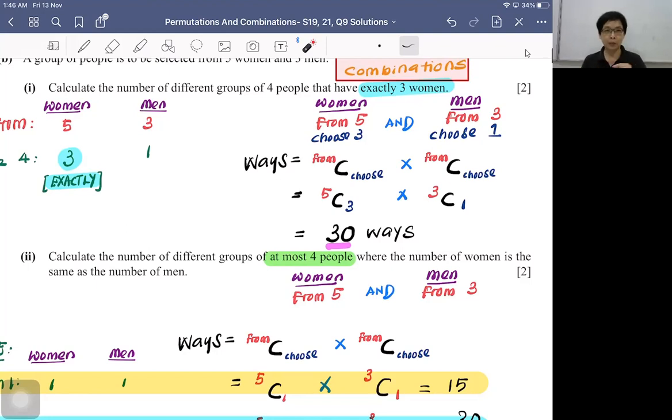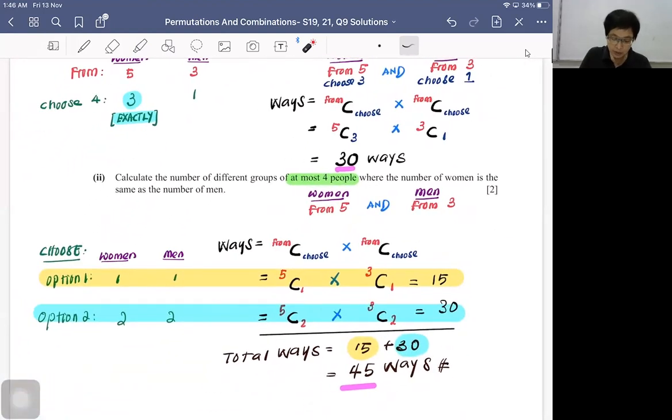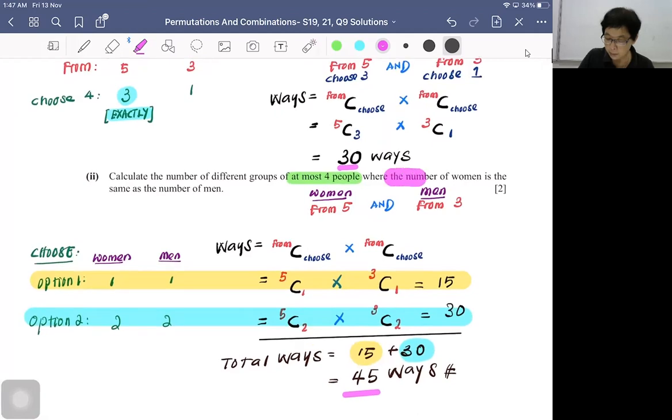Okay, so that concludes part B1. Let's move on to part B2. Calculate the number of different groups of at most 4 people where the number of women is the same as the number of men. Okay, that sounds really interesting. You still require to choose 4 people at one time with the condition that the number of women is the same as the number of men.